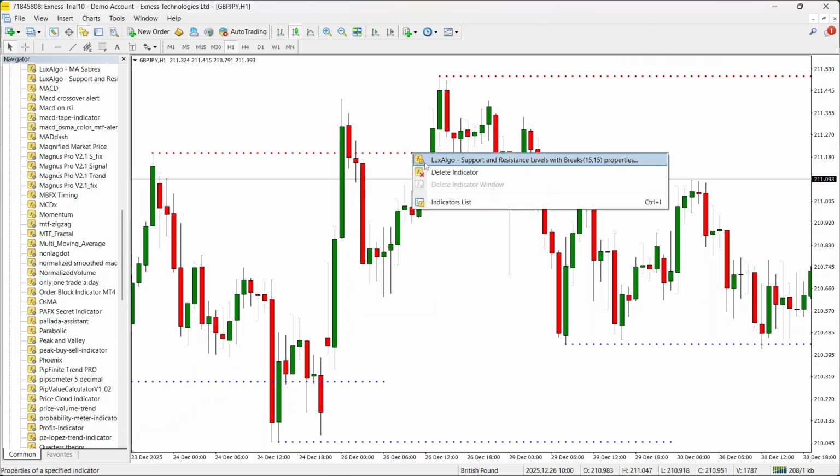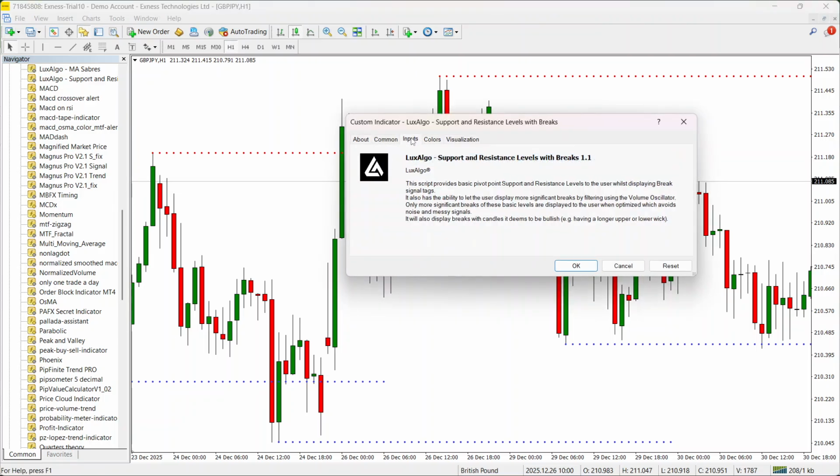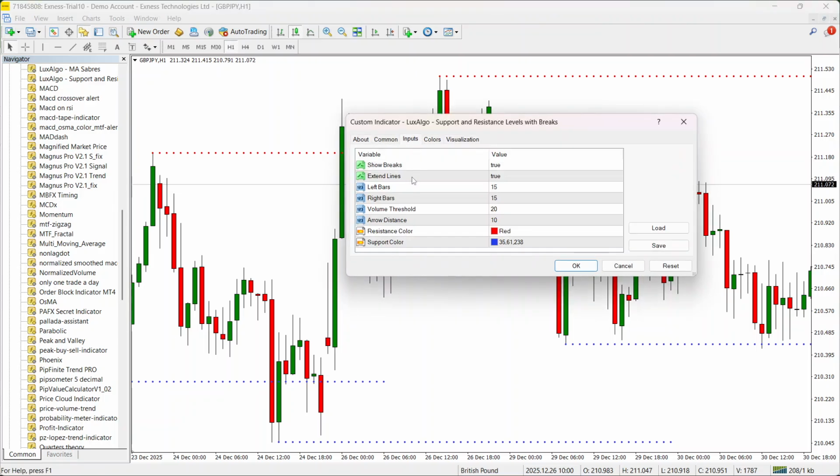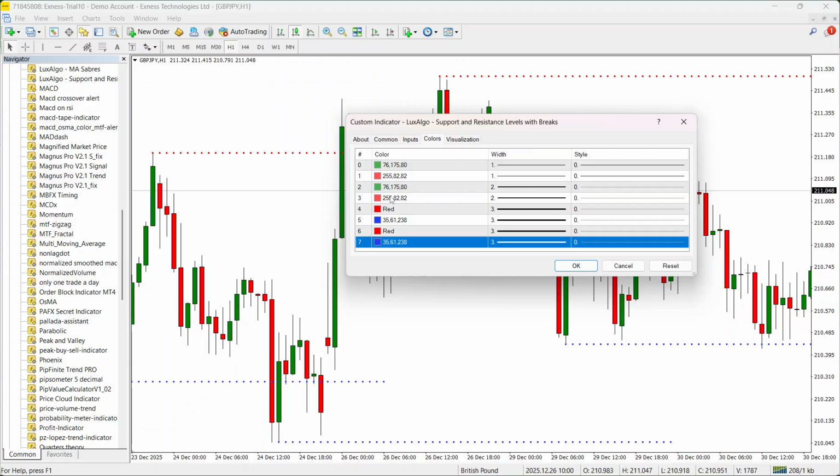Now let's look at its settings. We have the extend lines, show breaks. We have the left bars and right bars, volume threshold, and we also have the color for resistance and support. And also adjust the color, the visual settings, and the thickness.